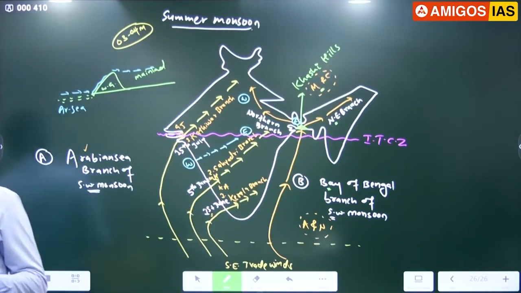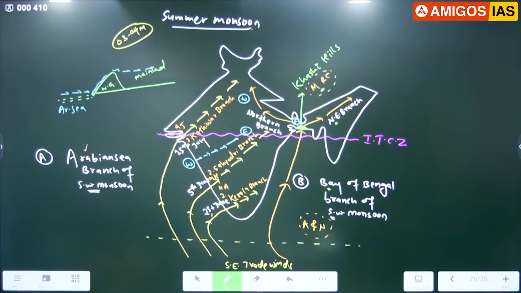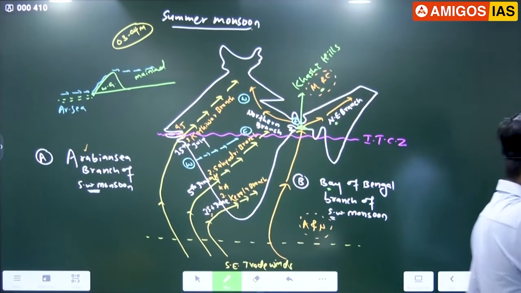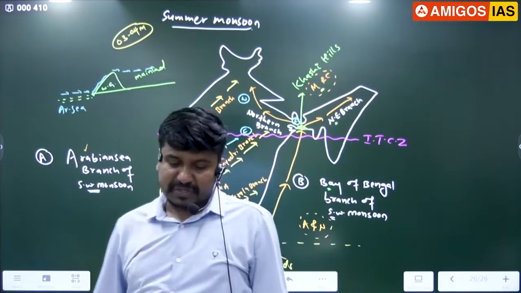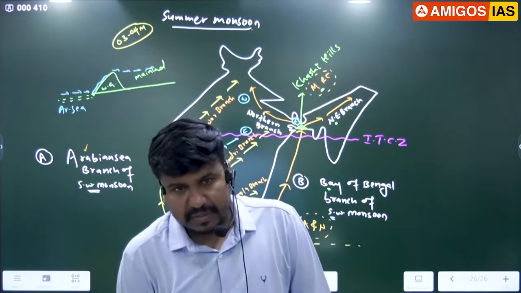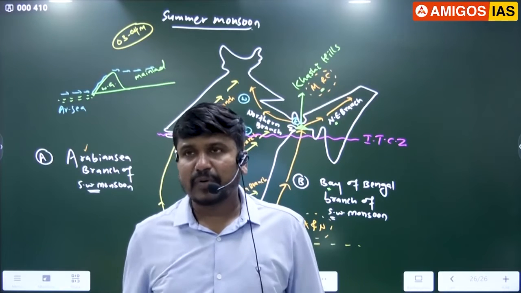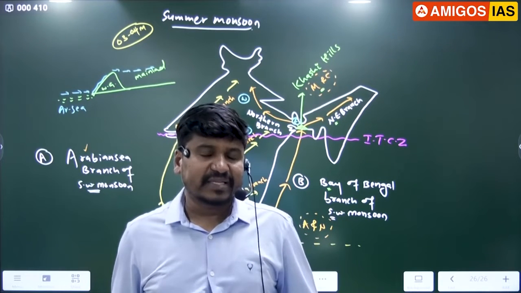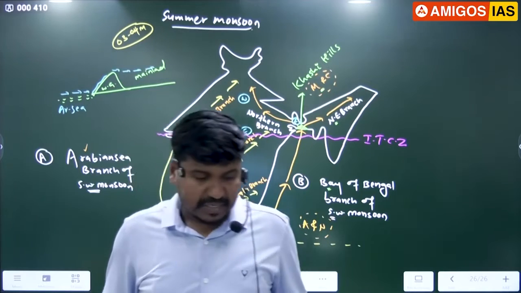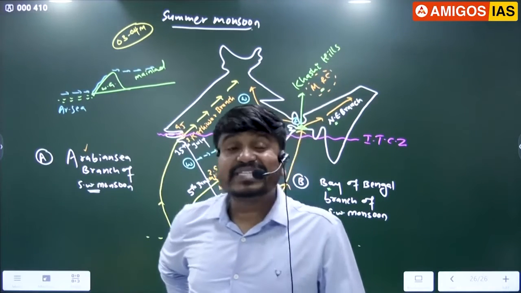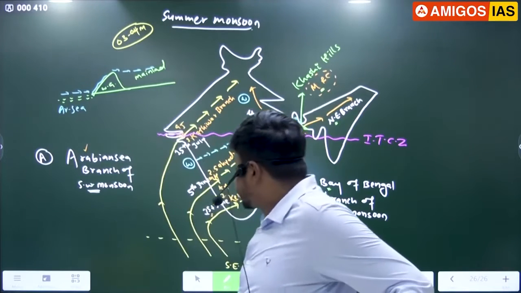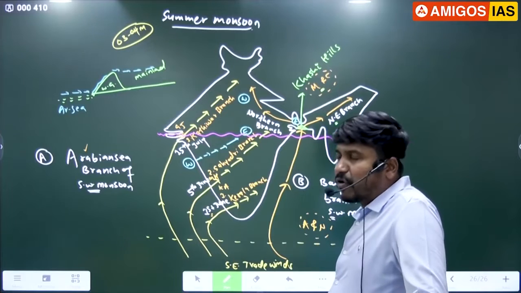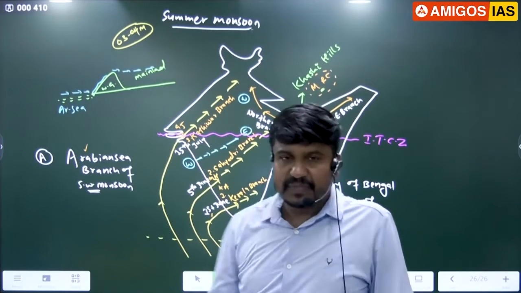Write down. So, air mass theory or ITCZ theory. Write down: Mechanism of Indian monsoon. The mechanism of Indian monsoon depends upon the existence and shifting of ITCZ. Full stop.